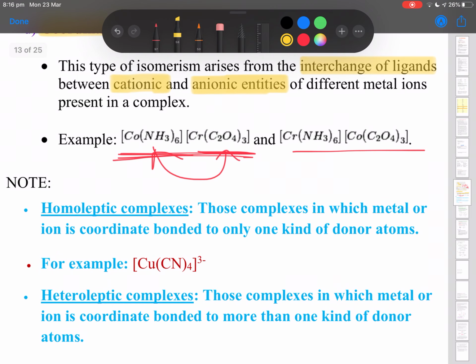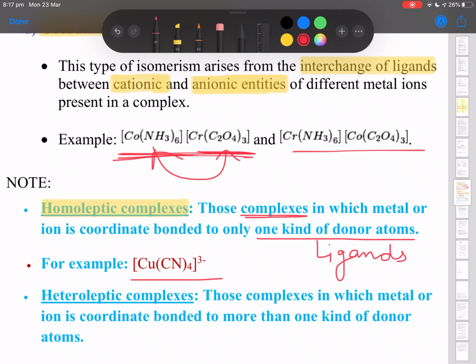Now the next important concept is about homoleptic and heteroleptic complexes. These two terms are very, very important because the entire stereochemistry, that is the stereoisomers, are discussed with the help of these two terminologies. So when I use the term homoleptic, what do I mean? Homo means same, and lepticity is related with the ligands. So all such complexes which contain only one kind of ligand, they are classified as homoleptic. So I'll underline here for you complexes which contain only one kind of donor atoms. Donor atoms means I'm talking about ligands.